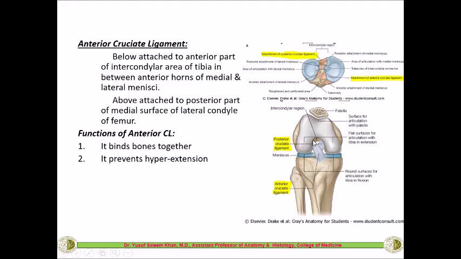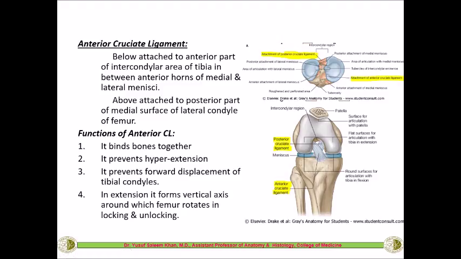So whenever it tries to extend, up to a certain extent you allow, but after that it becomes taut whenever you try to hyperextend. So it prevents hyperextension of the knee joint. It also prevents forward displacement of the tibial condyles on the stable femur. If the tibial condyles try to slip in the front, then it is prevented by this anterior cruciate ligament.